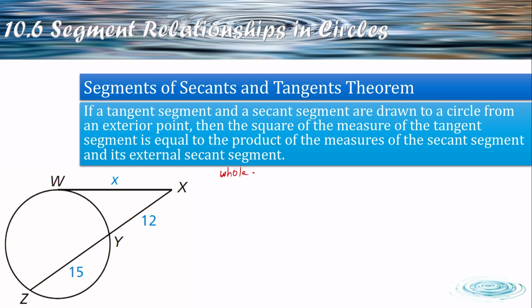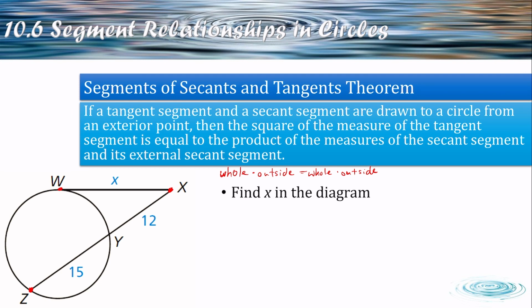Like the previous one, this can still be summarized as the whole thing times the part outside would equal the whole thing times the part outside. In the case of the tangent, the whole thing is outside. For the secant, remember the secant goes from the intersection to the opposite side of the circle. So I'm going to find x.